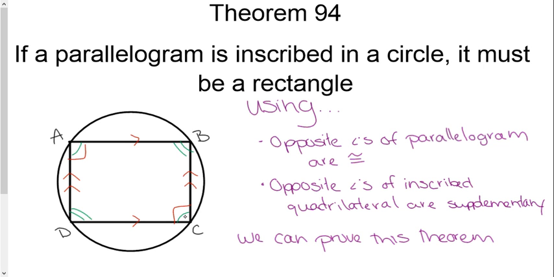I also know, same thing for D and B, that these 2 angles are congruent and supplementary. So if they're congruent and supplementary, they have to be 90 degrees. So therefore, if I have a parallelogram inside of a circle, it must be a rectangle.